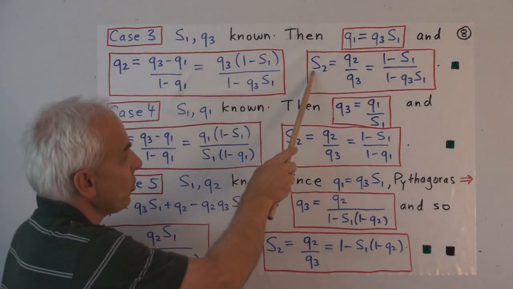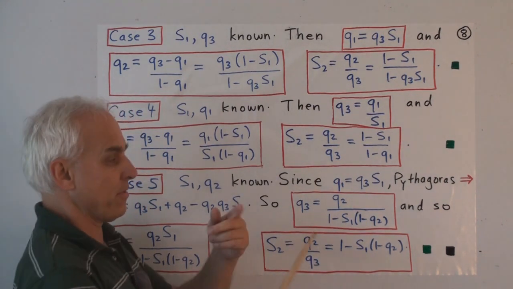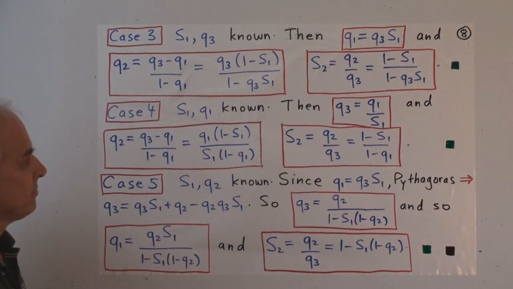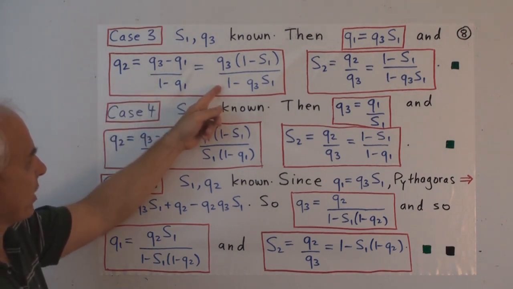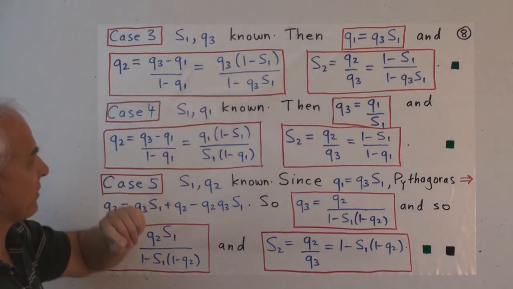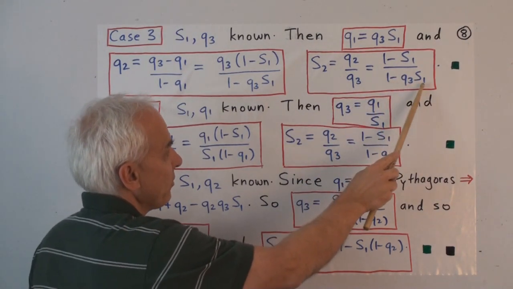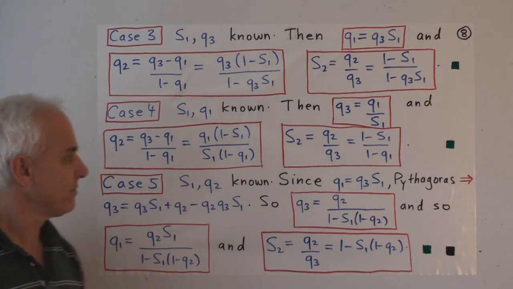And now S2 is, according to Thales' theorem, the other Thales theorem, Q2 over Q3. We've just figured out what Q2 is. So we need to divide this by Q3, and conveniently that factor there will just disappear. We'll have 1 minus S1 over 1 minus Q3 times S1. That's that case disposed of.